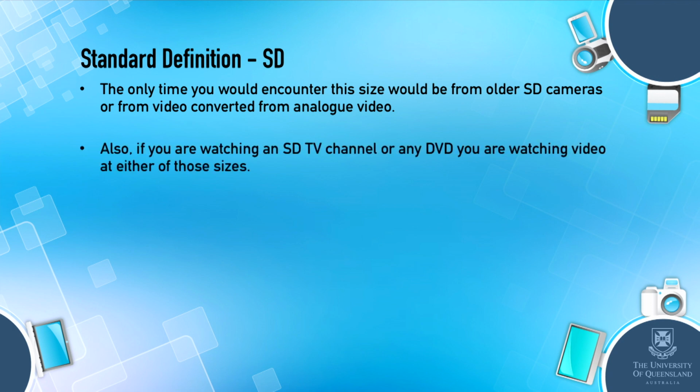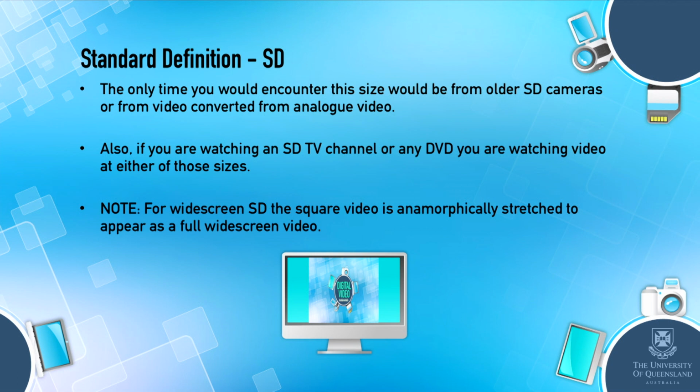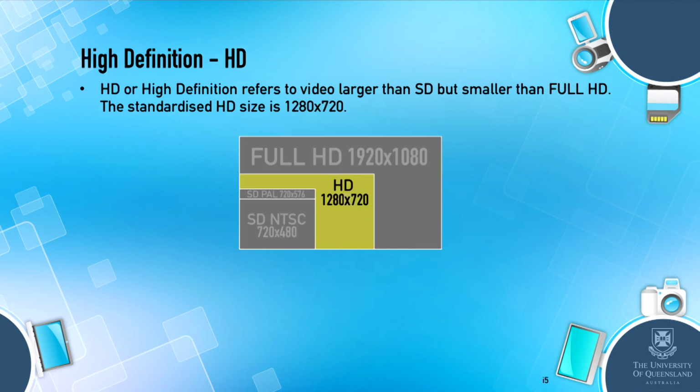Also, if you're watching a standard definition television channel or any DVD, you are watching video at either of those sizes. For widescreen standard definition, the square video is actually anamorphically stretched to appear as a full widescreen video. HD or high definition refers to video larger than standard definition but smaller than full HD. The standardized HD size is 1280 by 720.